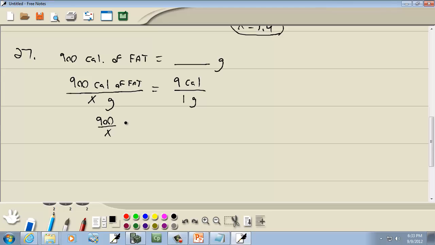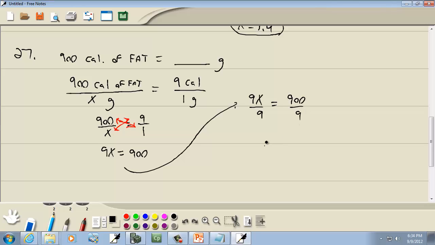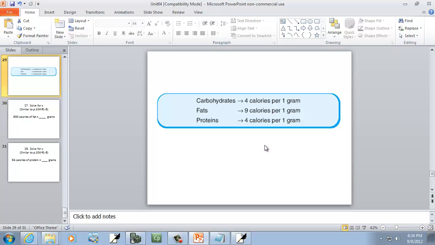And so we got 900 over X is equal to 9 over 1. Well, now we'll cross multiply. Multiply those together, multiply those together. So I got X times 9, 9X. And 900 times 1, 900. Divide both sides by 9 to get the X by itself. And 900 divided by 9 is 100. So we'd have 100 grams. Let's do one more of those.